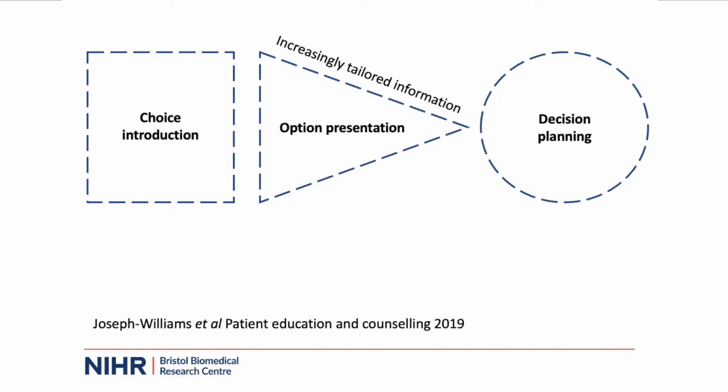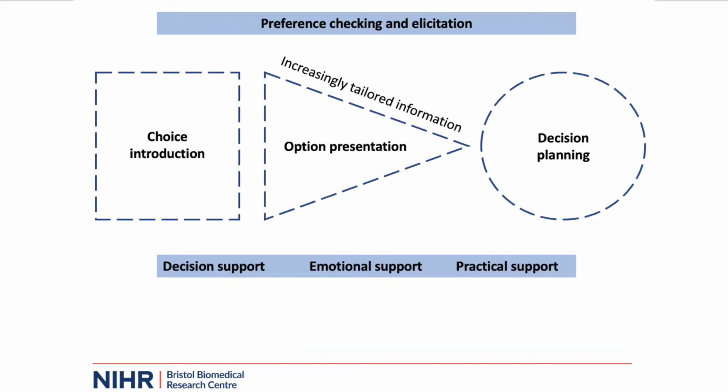And this slide here represents quite a widely used model of how we make medical decisions through this process called shared decision making. And in this model, shared decision making involves the introduction that there's a choice. People need to know that there's a choice coming. And then that's followed by discussions about options that become increasingly tailored as the doctor and the patient learn more about each other. And that's based on the patient's individual values and preferences. And finally, the planning and actioning of that decision. And all the while, there's ongoing checking of preferences and supporting the decision-making process.